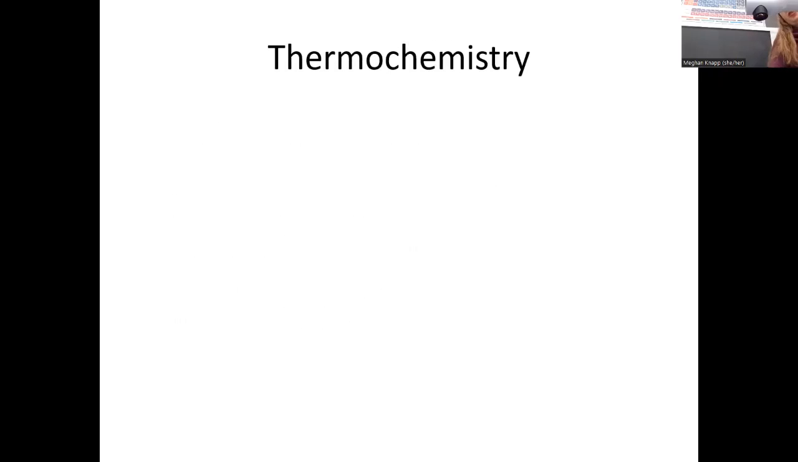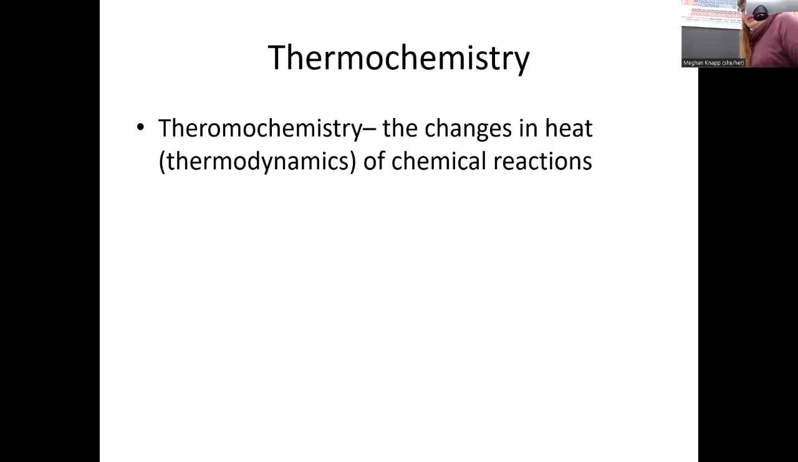So this unit is on thermochemistry. The thermo part means heat. Chemistry, of course, means chemistry. It comes from thermodynamics. And thermodynamics refers to the changes in heat. So dynamic means change. A dynamic character in literature is changing over the course, developing and growing. So thermodynamics is the changes in heat. As it's thermochemistry, we're specifically looking at chemical systems.